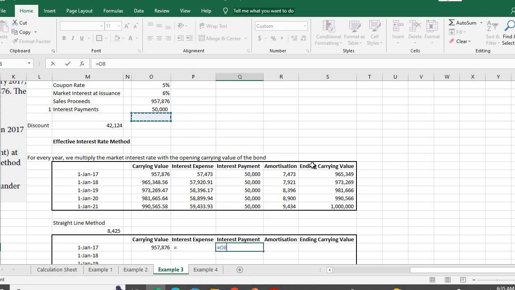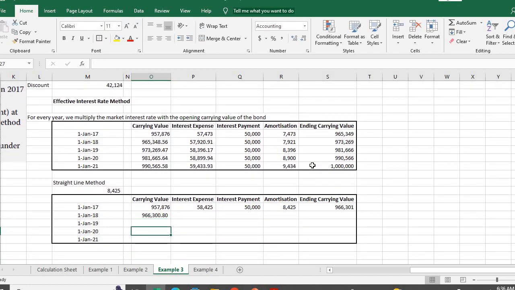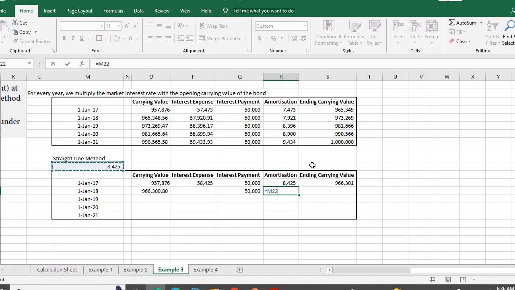Interest payment every year will be 50,000. Now amortization every year will be 8,425. So interest expense to be reported on the balance sheet will be 8,425, and ending carrying value is going to increase by the amount of amortization every year. So the beginning carrying value will be the ending carrying value from the previous year, and the interest payment will be 50,000 for every year. Amortization expense is going to be the same because it's a straight line method.